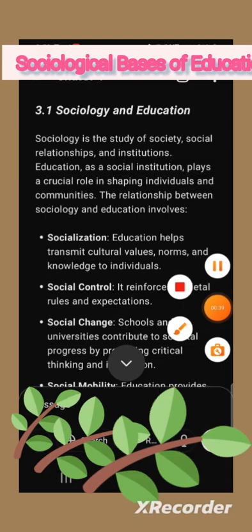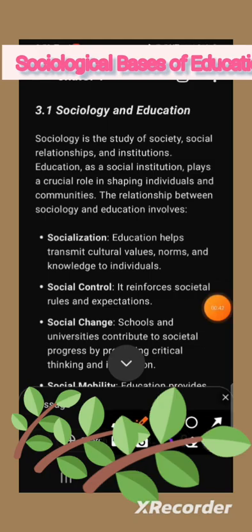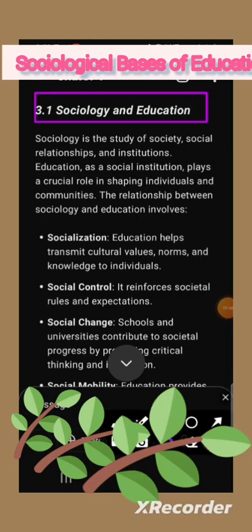Sociology and education. Sociology is the scientific study of human society, social interactions, institutions, and structures. Education as a fundamental social institution plays a vital role in maintaining and transforming societies. The relationship between sociology and education can be understood through the following aspects.